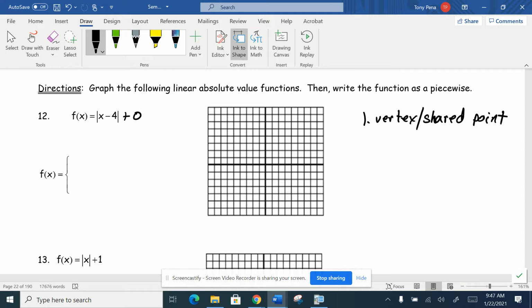Plot right now, see if you have any clue what I'm talking about right now, or if it's like the Peanuts and you just hear the wonk, wonk, wonk. See if you have any idea what point to plot right now. That would be our vertex point, the shared point, and we should know that by just looking at this equation right here.